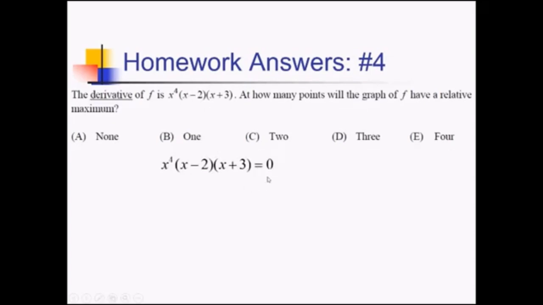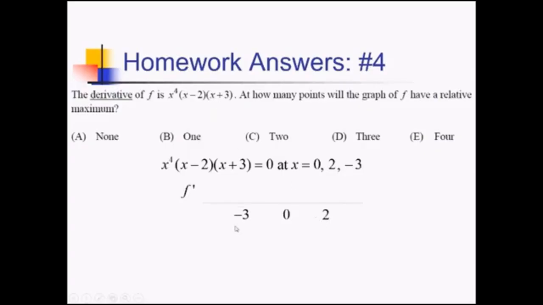So this is going to equal 0 at x equals 0 for this x to the 4th, and then 2 for that x minus 2, and then -3. So setting up a sign chart here, this is an f prime line, you could say. We've got -3, 0, and 2. And now let's just test out our critical values up here.